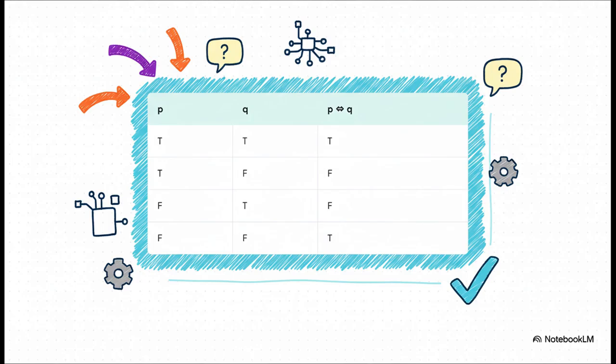The statement is only true in 2 cases. That top row where they're both true, and the bottom row where they're both false. For bi-implication to be true, the 2 sides have to match perfectly.